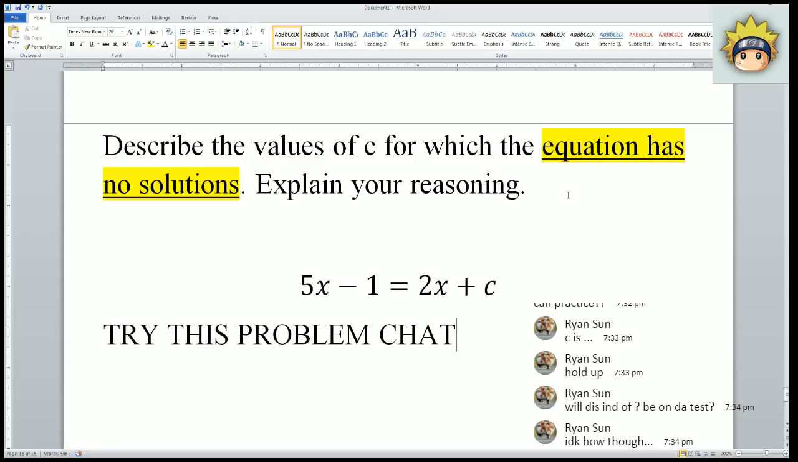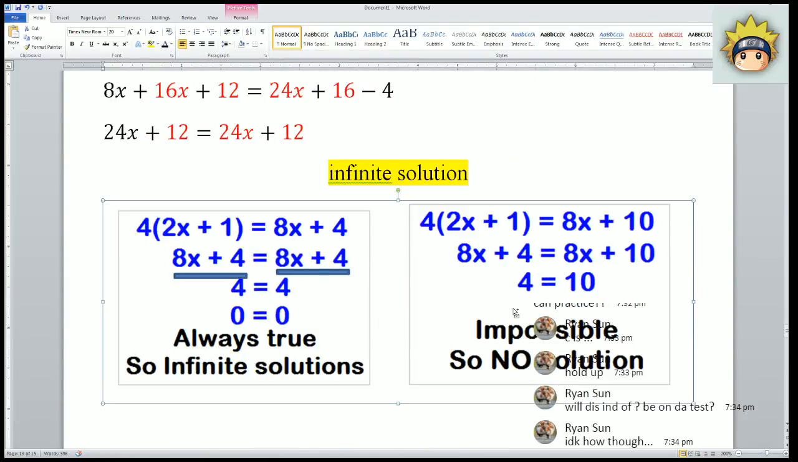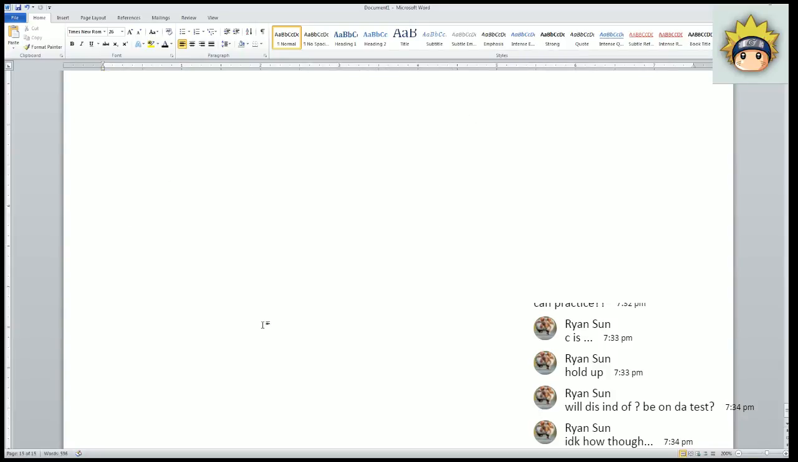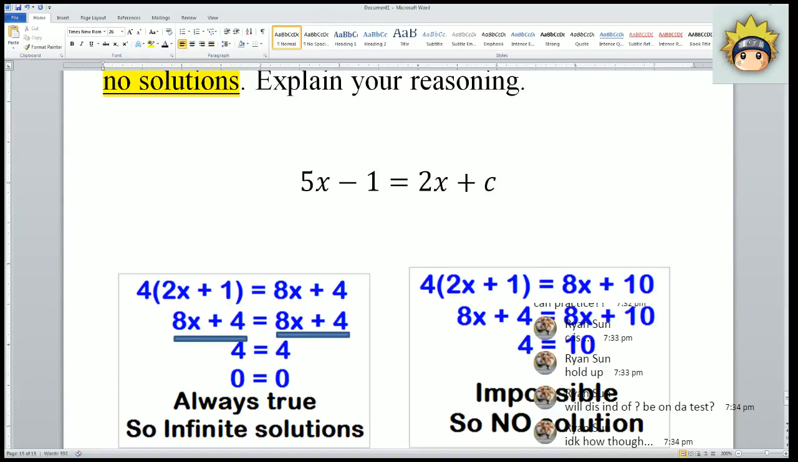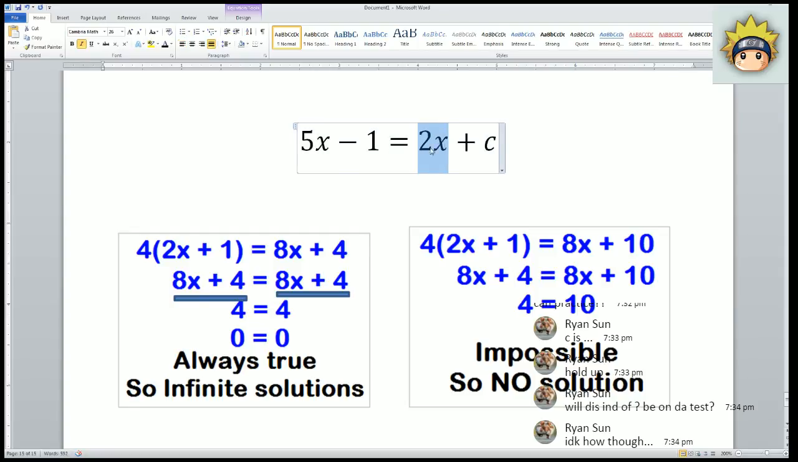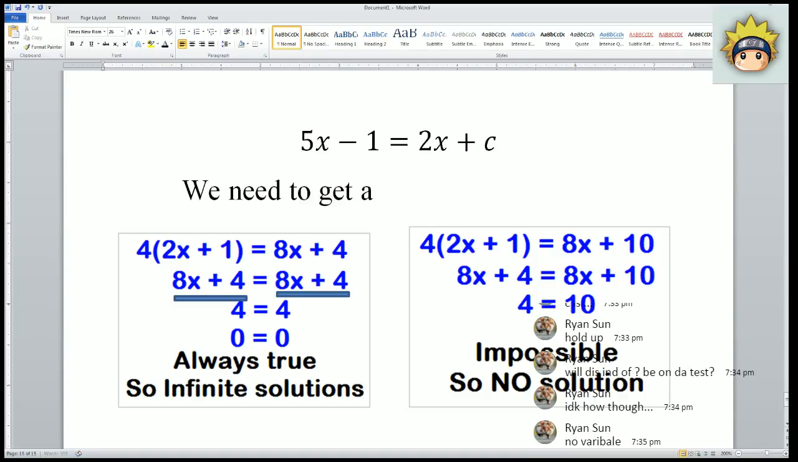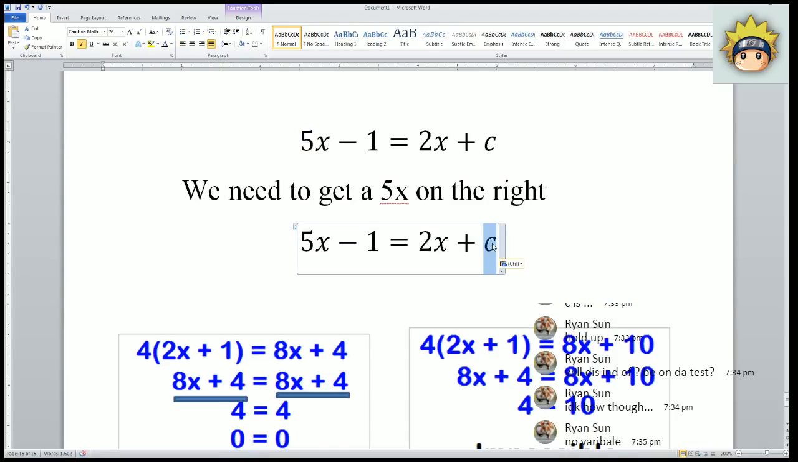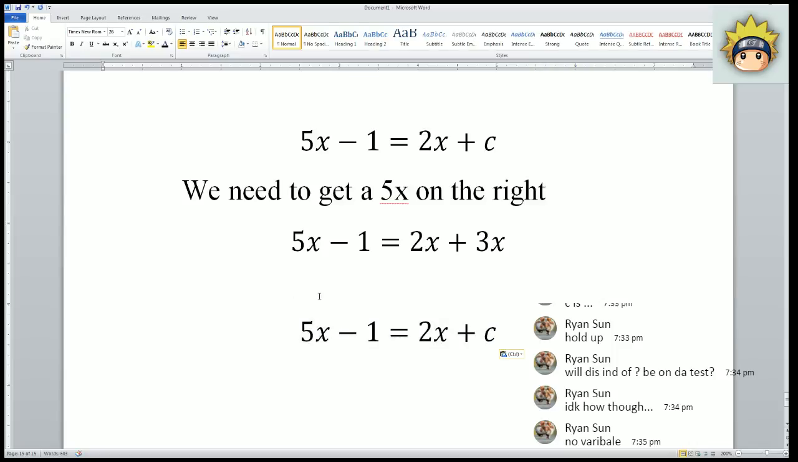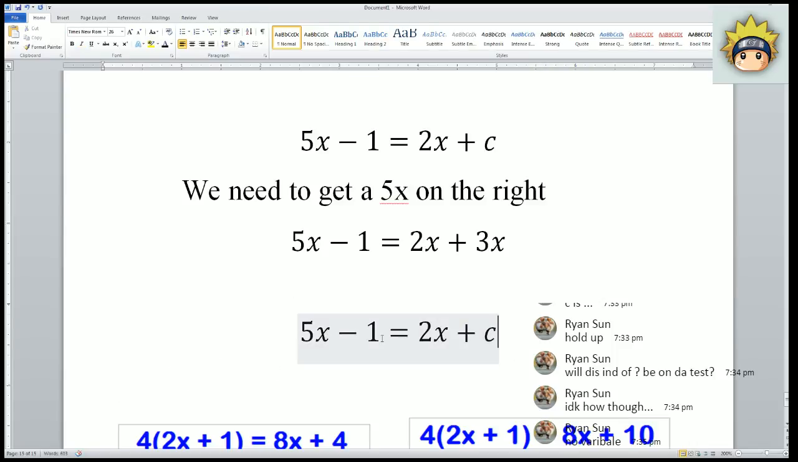Alright class, ready? For it to be what? No solution, what needs to happen? What needs to happen for it to be a no solution? We need to get a 5x on the right. What about if we made this 3x? After we made that 3x, what does this become now? It becomes 5x, correct?